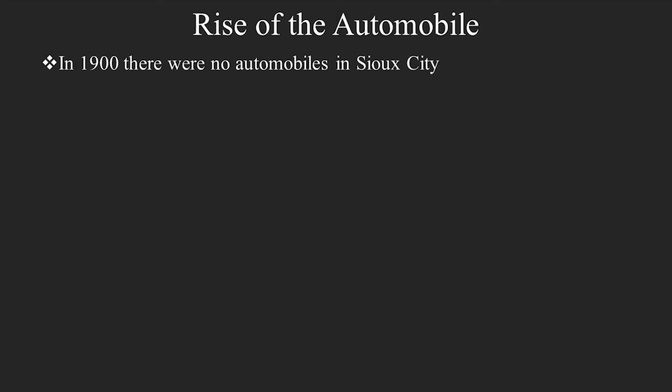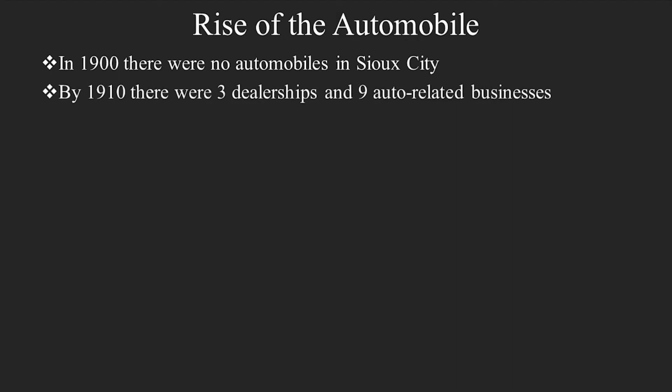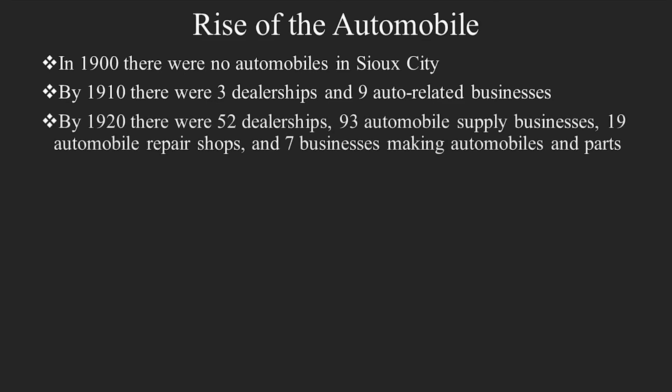Speaking of automobiles, in the 19-teens, we see the automobile revolution. So, in 1900, there were no automobiles in Sioux City. But by 1910, there were 3 dealerships and 9 auto-related businesses. That number explodes by 1920, where we have 52 dealerships, 93 automobile supply businesses, 19 automobile repair shops, and 7 businesses making automobiles or automobile parts.